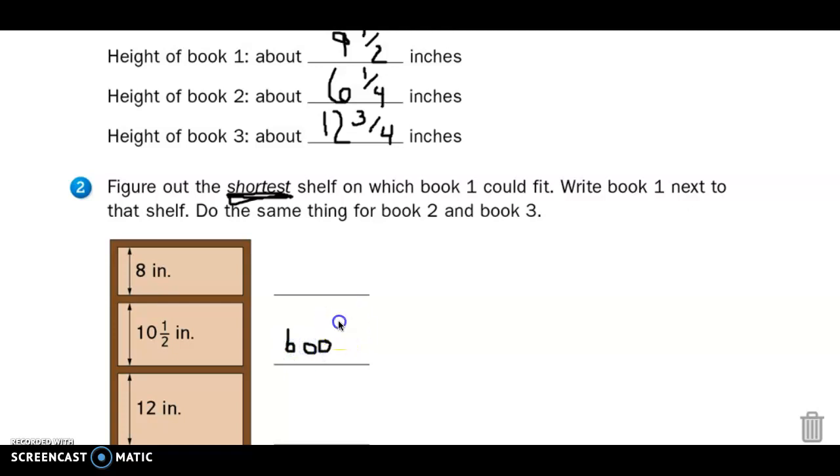Okay, with the next 2 books, go ahead and figure out where they would fit on the shortest shelf. So you're going to put 6 and 1/4 inches on one of these shelves and try to put 12 and 3/4 inches on one of these shelves. If they don't fit anywhere, if no books fit on it, I just want you to put an X on the line.